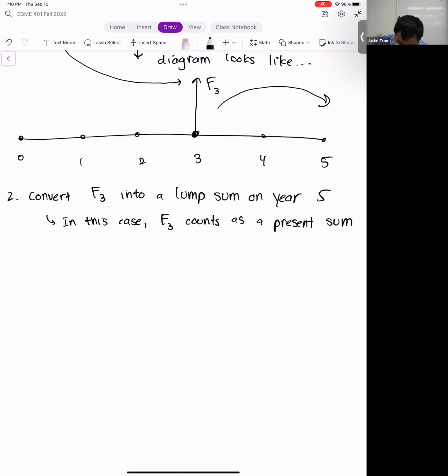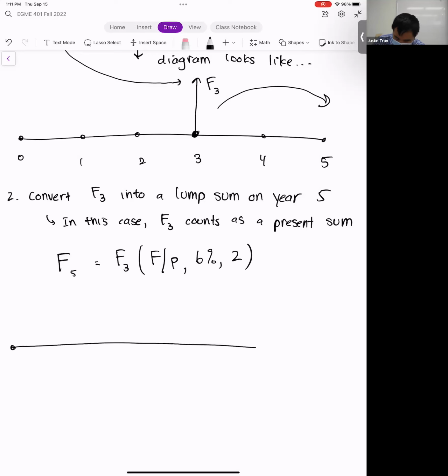All right, and so we say that F5, which is the one that we want in the end, will be F3. Okay. And the conversion factor that we want is F over P in this case. Okay. And for the end value, we're just moving 2 years into the future. And so we have 2, just like that. Okay. And so we can draw the cash flow diagram one more time. And after we do that conversion, we have this cash flow, which is what we wanted in the end.